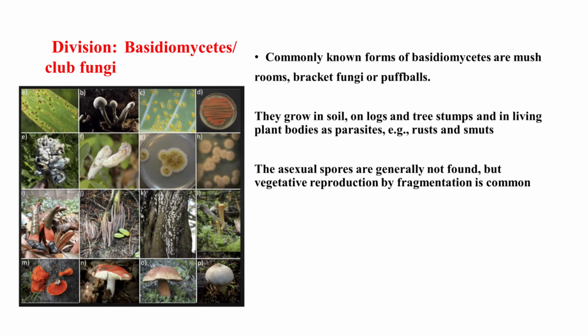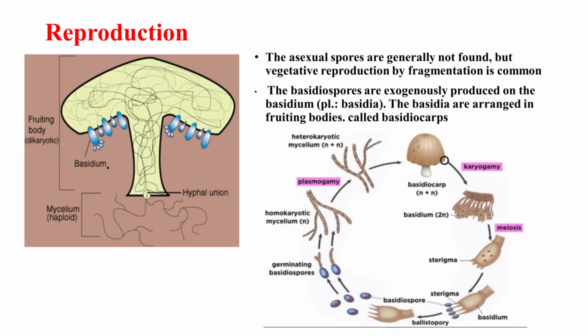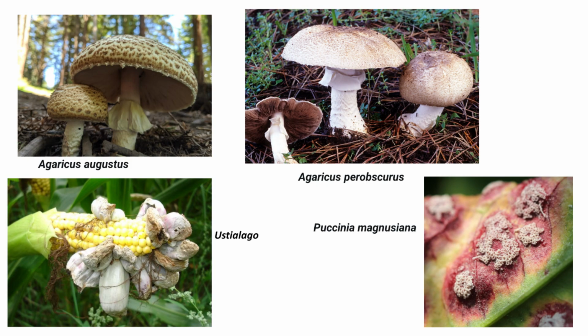Division: Basidiomycetes, or club fungi. The commonly known forms of Basidiomycetes are mushrooms, bracket fungi, or puffballs. The asexual spores are generally not found, but vegetative reproduction by fragmentation is common. Karyogamy and meiosis take place in the basidium, producing 4 basidiospores. Some common members are Agaricus, mushroom, Ustilago, smut, and Puccinia, rust fungus.